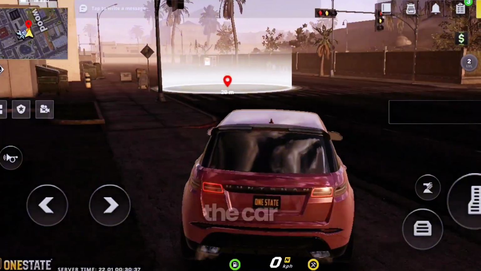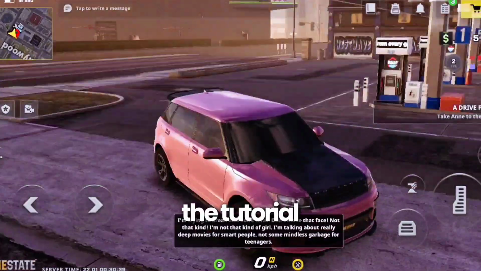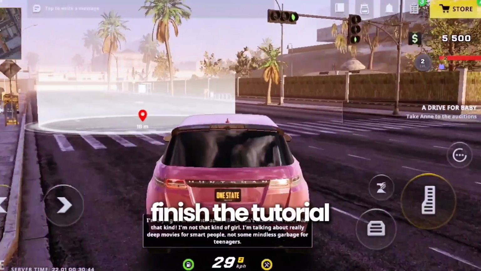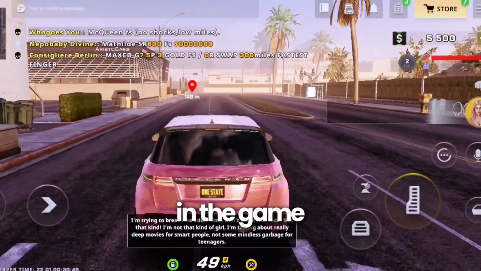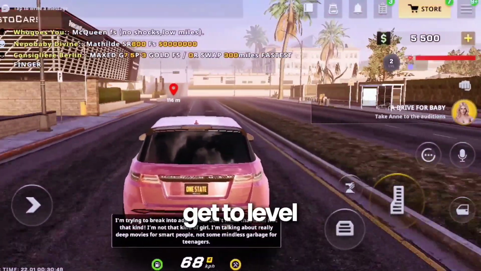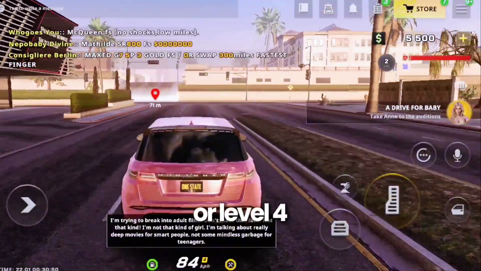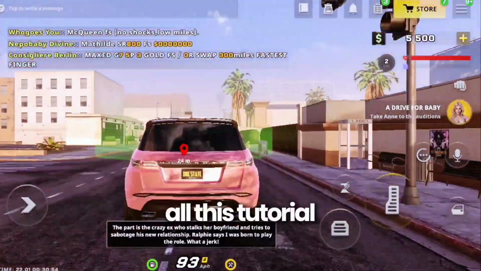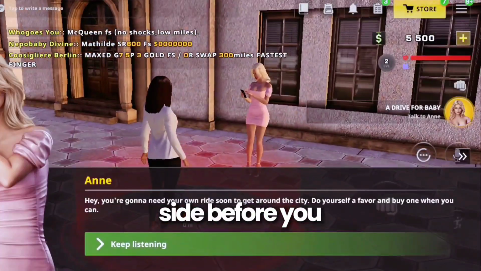When you are done tuning up the car, all you have to do is continue with the tutorial, and always check the side. Make sure you finish the tutorial. At this point, you really cannot do much in the game. You just have to finish the tutorial. But when you get to level 3, I think, or level 4, you'll be able to roam around the game. Although I'm going to tell you to finish all the tutorial tasks on this side before you go ahead.